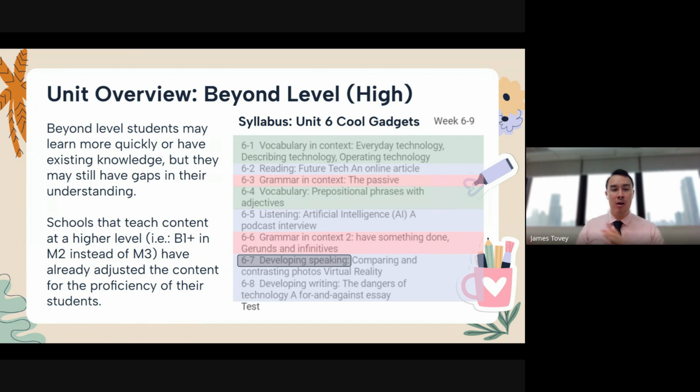So don't just decide, oh, I'm going to do something completely different on gadgets. You still need to make sure they know all these different terms. We'll get an example.